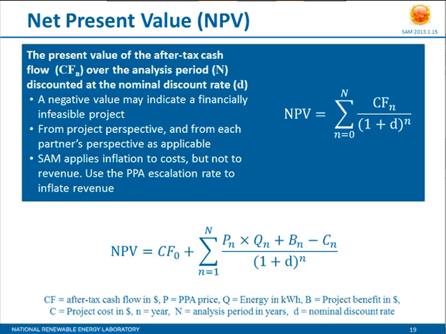The net present value is the present value of that after-tax cash flow. And as we know, a negative value may indicate that your project's not feasible. We have NPV from the project perspective, and for partnership projects also from each partner's perspective, and then just reiterating the role of inflation in this. So this is the general equation for the net present value, and then I'm just showing the detail of how the cash flow is calculated in each year.